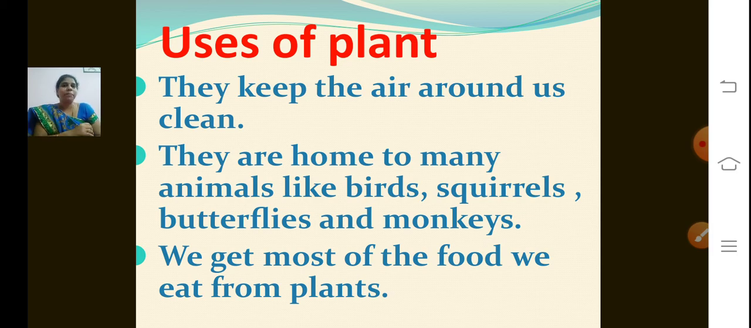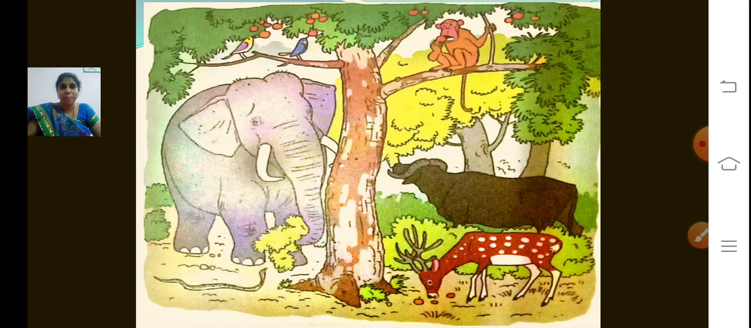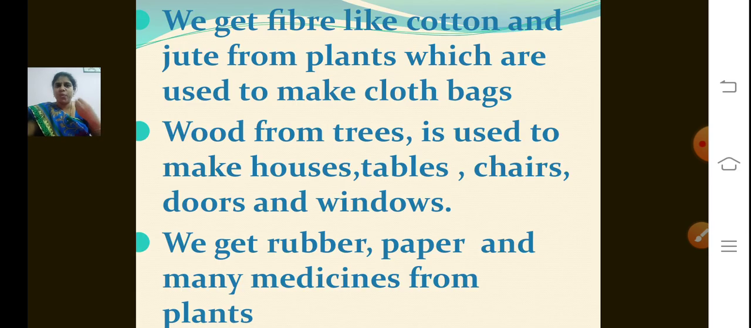What is the first one? It gives clean air. They keep the air around us clean, as they give oxygen to us, right? So what does the plant give? It gives us oxygen. It takes in carbon dioxide and it exhales oxygen. They are home to many animals like birds, squirrels, butterflies and monkeys. We get most of the food we eat from plants. So most of the food we are getting only from plants, right? So without plants, how will we eat?